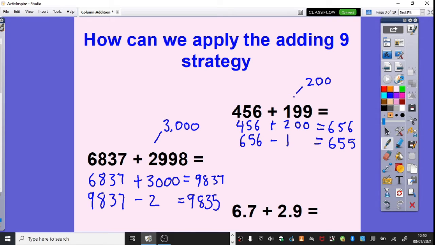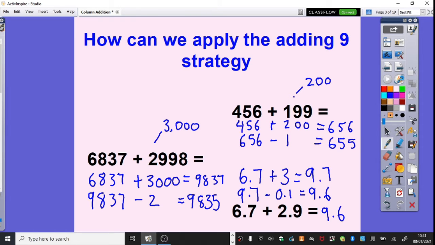And the last one then, particularly if you're in blue group, I'd like you to have a go at maybe some of these today. We're looking at 2.9, and here we're looking at the fact that 2.9 is only 0.1 away, 1/10 away from 3. So we could do 6.7 add 3 equals 9.7. And then we've added on 0.1 too much, 1/10 too much. So the answer is 9.6 for this one.